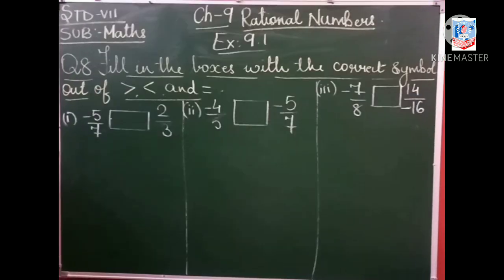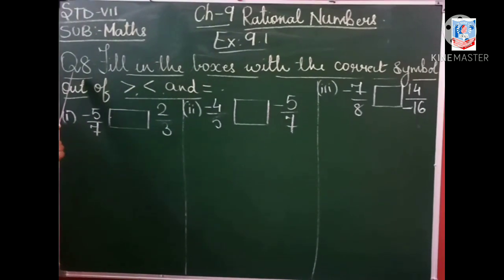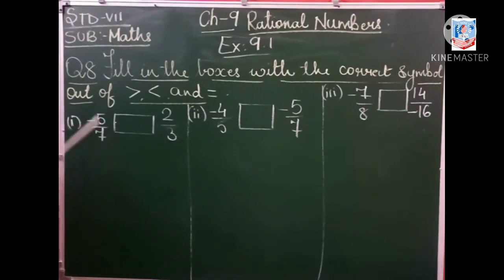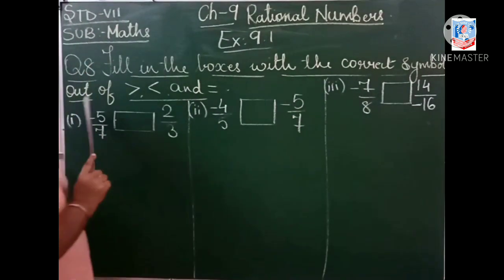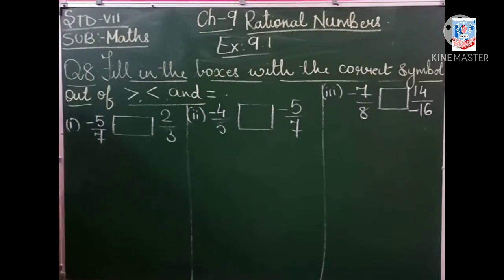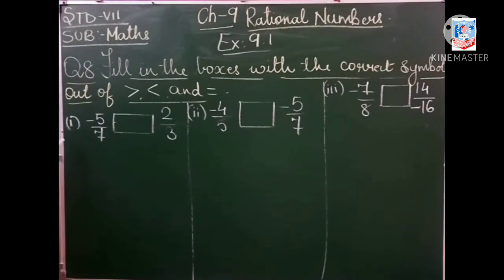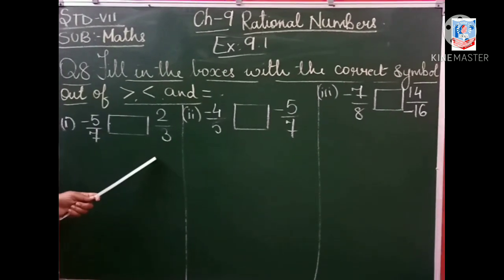Good morning, students. Let us continue exercise 9.1, question number 8. Fill in the boxes with the correct symbol out of less than, greater than and equal to. Our first sum is minus 5 by 7 and 2 by 3.